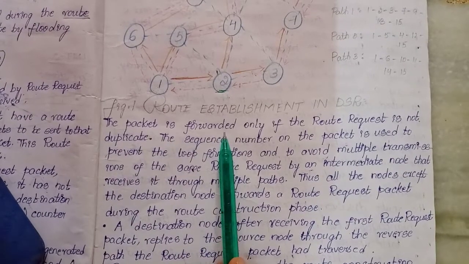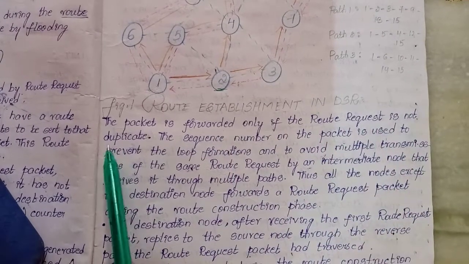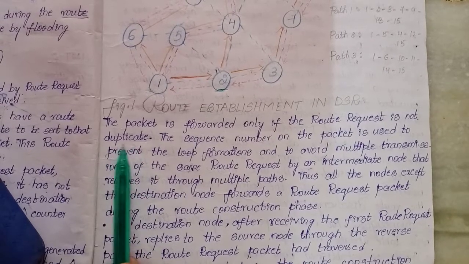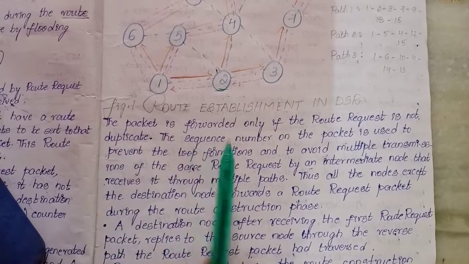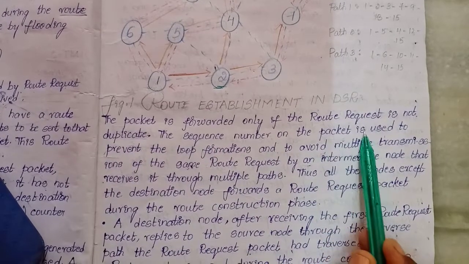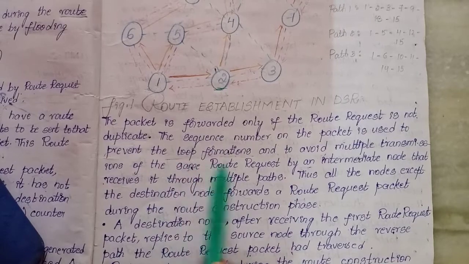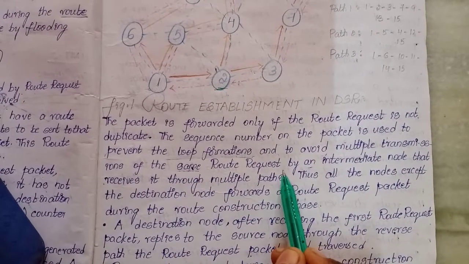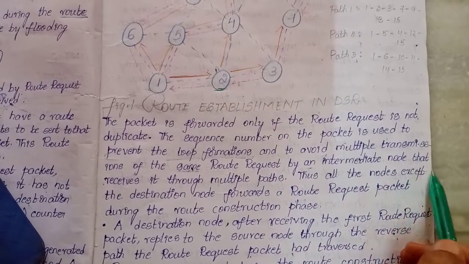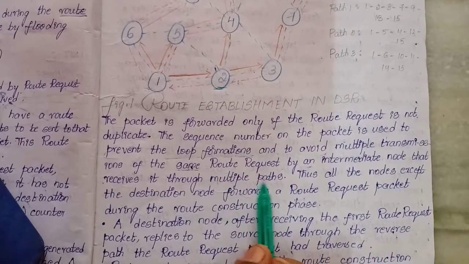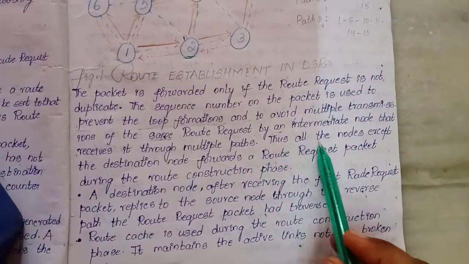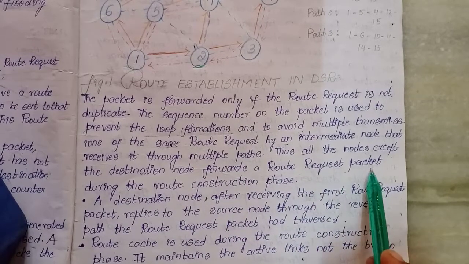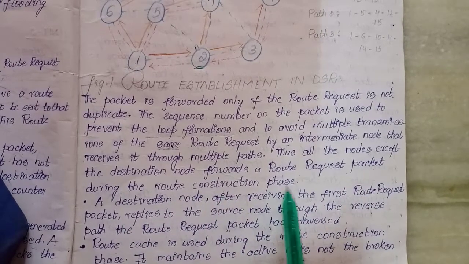The packet is forwarded only if the route request is not duplicate. How will we identify whether the route request packet is a duplicate one or the original one? Based on the sequence number. The sequence number on the packet is used to prevent the loop formation and to avoid multiple transmissions of the same route request packet by an intermediate node that receives it through multiple paths. Thus, all the nodes except the destination node forward a route request packet during the route construction phase.